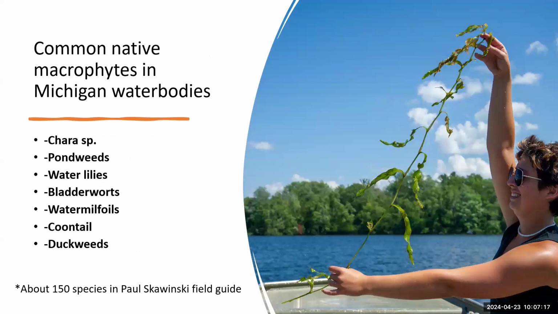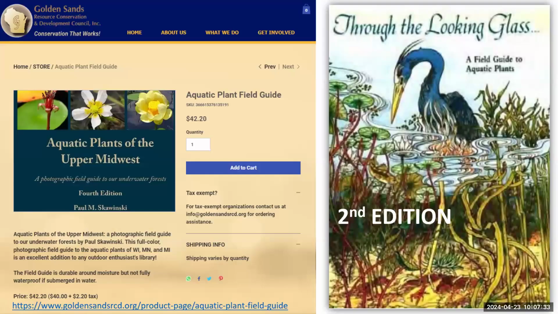Now I just want to introduce you to some common macrophyte species. I can't go over all of them for the sake of time, but I just want to go over some of the big important groups. And I want to make a plug. This is the main aquatic field guide I use, Aquatic Plants of the Upper Midwest. It's by Paul Skawinski. It's a great resource. I've got the link here in the bottom of this slide, and I use this one about 99% of the time. The other great one to have is Through the Looking Glass. Make sure, though, that you get the second edition, not the first edition.